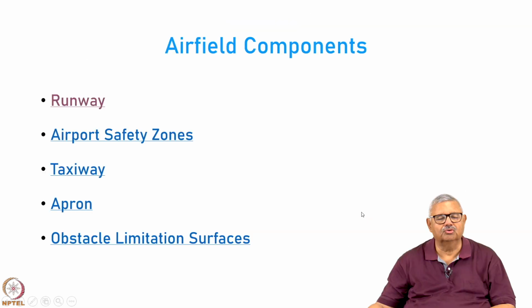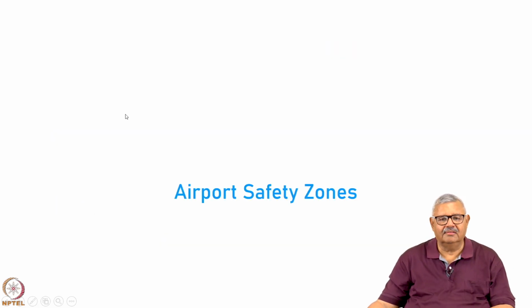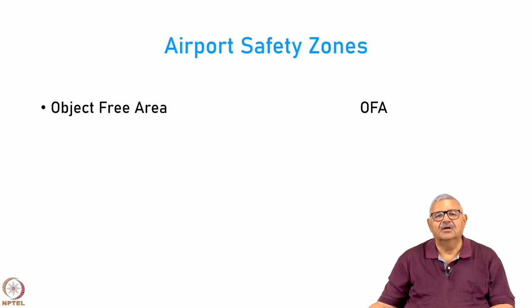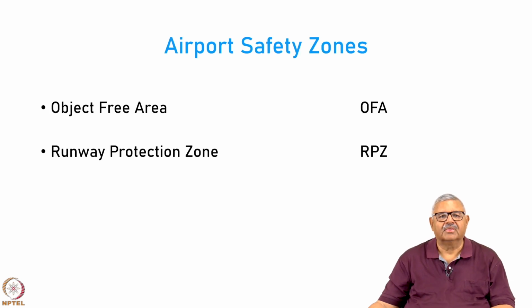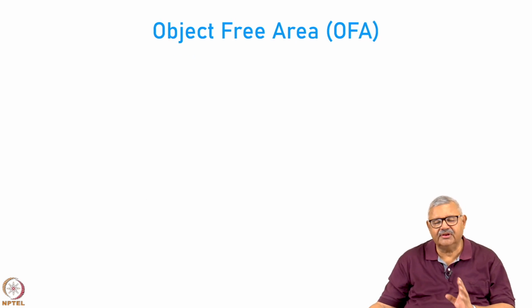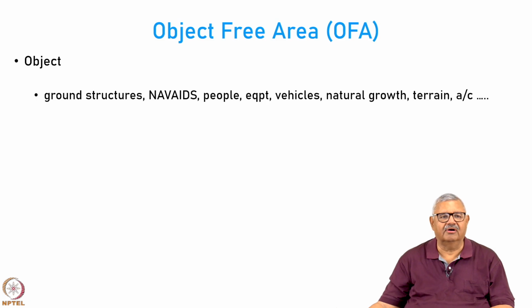Now, we proceed to the airport safety zones, which are actually located around the runway and in the airport, and as the name suggests, they are meant for safety. So, we have what is called the object free area or OFA, then we have the runway protection zone or RPZ, then we have the obstacle free zone or the OFZ. These are the 3 main areas. Let us have a look at the object free area or OFA.